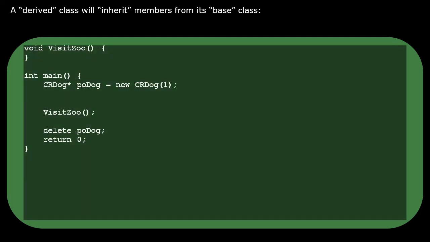Notice that this main function creates a dog object, but then instead of continuing to use that dog pointer variable, it starts using an animal pointer variable. That is perfectly valid because we've established that a dog is an animal. The animal pointer can point to that same dog object in memory.